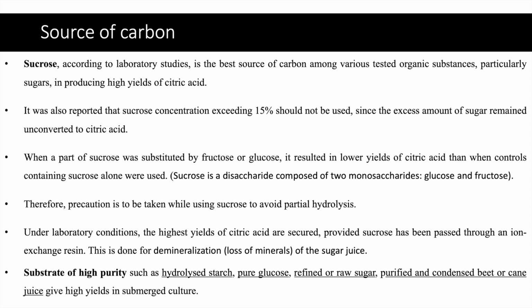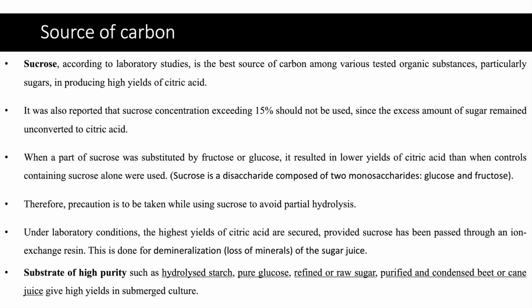As we know, sucrose is a disaccharide composed of two monosaccharides, glucose and fructose. Therefore, precaution is to be taken while using sucrose to avoid partial hydrolysis. Under laboratory conditions, the highest yields of citric acid are secured provided sucrose has been passed through an ion exchange resin. This is done for demineralization, that is removal of minerals from the sugar juice. So it is important to get rid of these metal ions which can otherwise hinder the process of citric acid production.